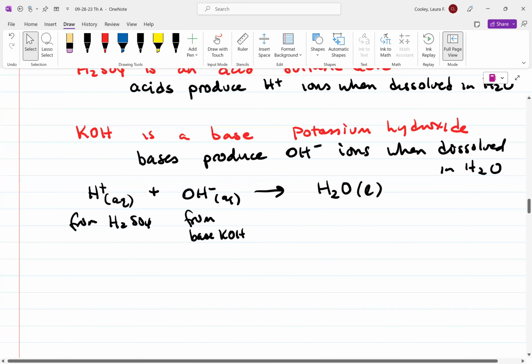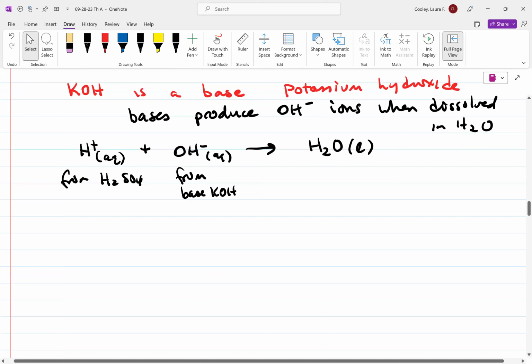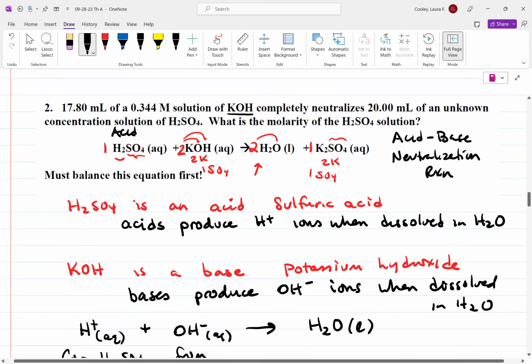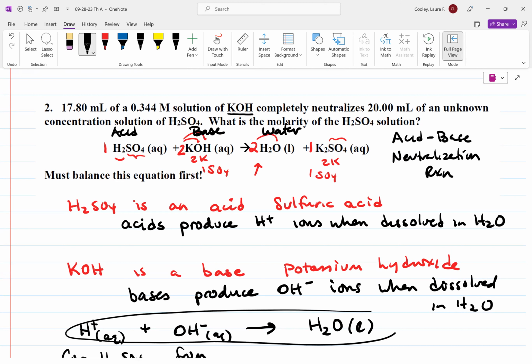It's not the only thing that's happening here, because as you could see, we have an acid plus a base. You get water always, because this is effectively always happening in an acid-base neutralization reaction. But the other thing that you get is called a salt. It's simply an ionic compound that's produced in an acid-base reaction.